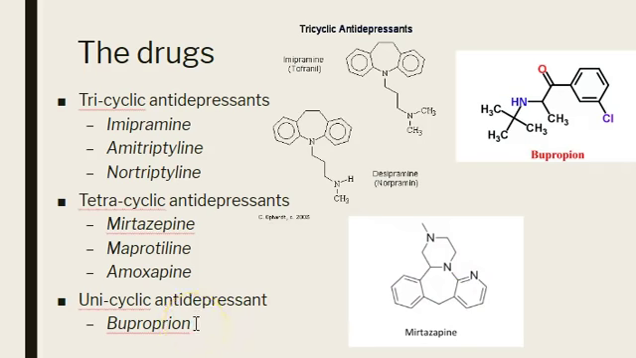Unicyclic prototype, really the only one that's used is bupropion. The tricyclic antidepressants: imipramine, amitriptyline, nortriptyline. The tetracyclic antidepressants include mirtazapine, meprodyline, and amoxapine.